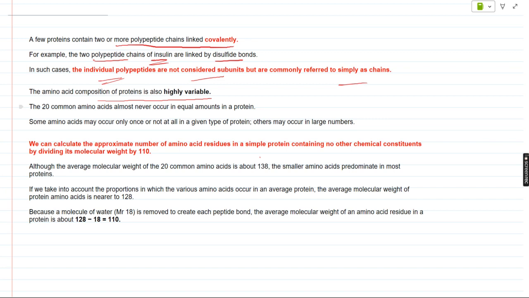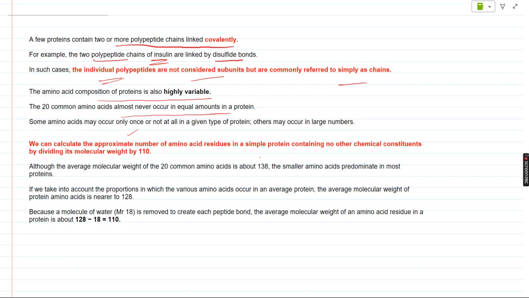So the amino acid composition of proteins is also highly variable. You can't say that this particular amino acid has to be only this proportion for this particular protein. That's not possible. The 20 common amino acids almost never occur in equal amounts in any protein. Some amino acids may occur only once or not at all in a given type of protein. Others may occur in large numbers, like you just have a repeat of glycine, and then you might not have any histidines, you might not have any glutamines, etc. It can be totally variable.